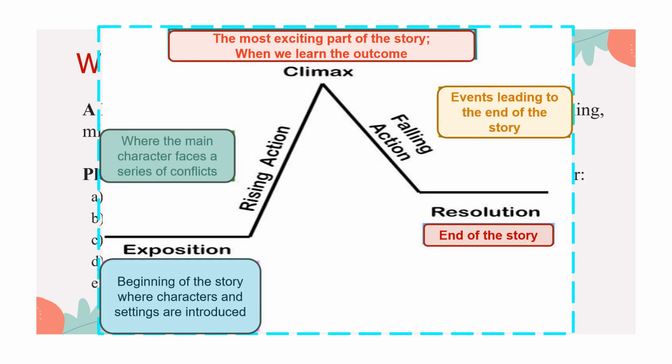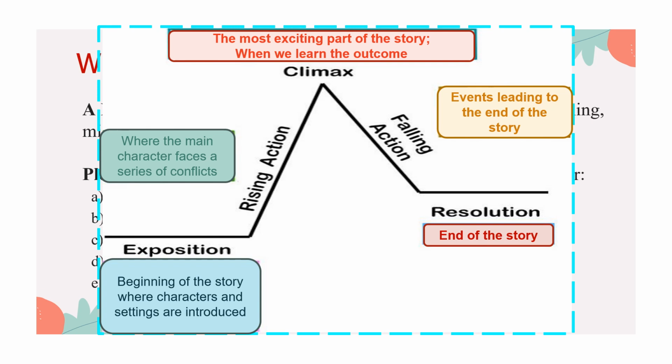So through this graph, we understand what is exposition. Exposition is the beginning of the story where characters and settings are introduced. Then comes rising action, where the character faces a series of conflicts, which includes all the events that lead to the climax. It also presents some type of conflict or problem. Then comes the climax. Climax is the highest point. This is the turning point of the story, or we can say the most exciting part of the story. Usually the main character comes face to face with a conflict. The main character will change in some way.